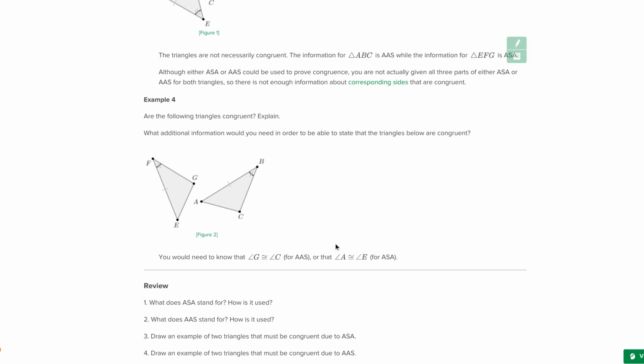So you would need to know at least one more angle or one more side. Probably you would need to know angle A. And then you would need to know that angle A and angle E are congruent, and then you could assume that the two triangles are congruent. All right, awesome. I hope that really helps.